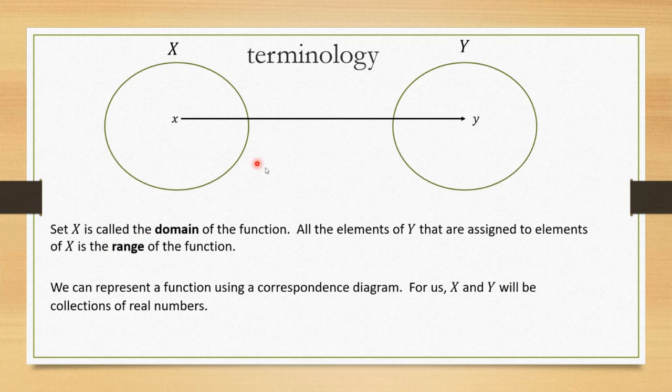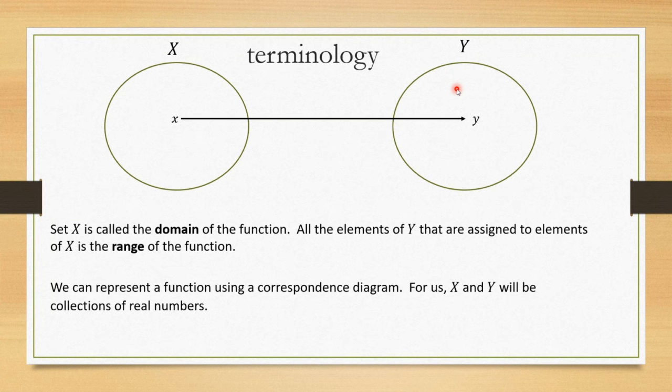What I'm actually using here is what we call a correspondence diagram. It makes it a little bit more visual. And again, capital X here and capital Y, the two sets, they can theoretically be anything. For us, though, we're going to focus on real numbers. So capital X and capital Y, they're just going to be collections of real numbers. All right. I hope everyone is with me so far.